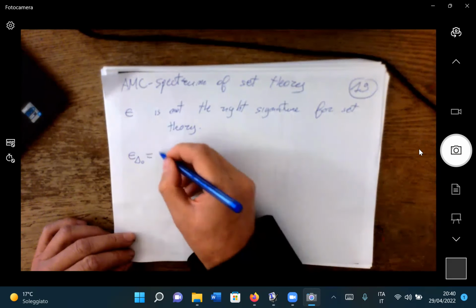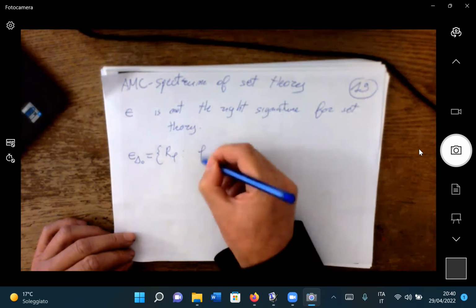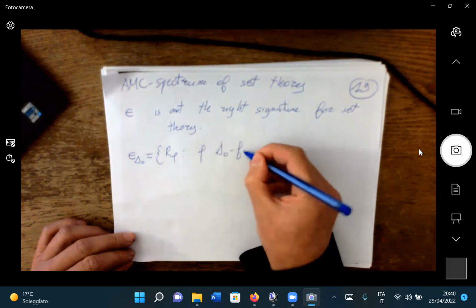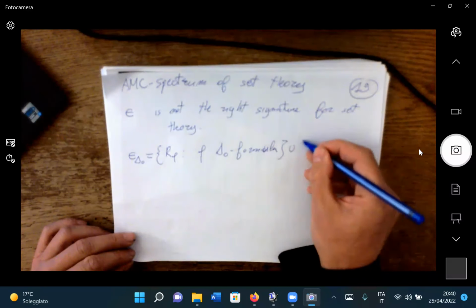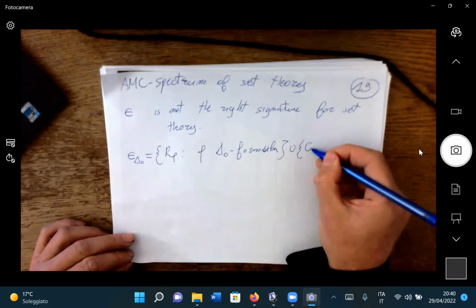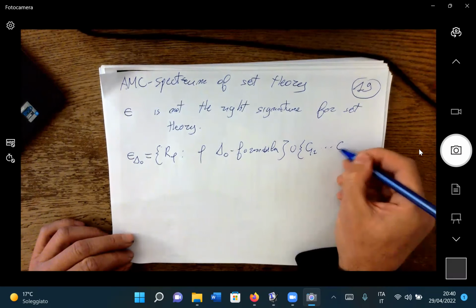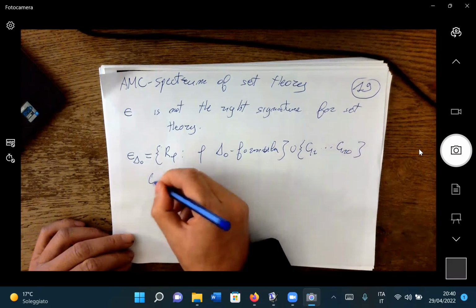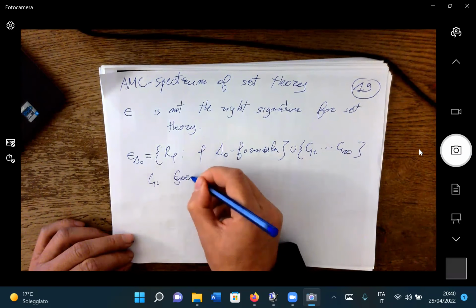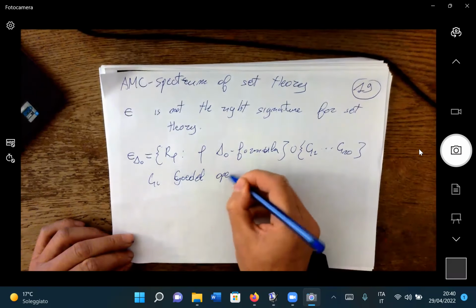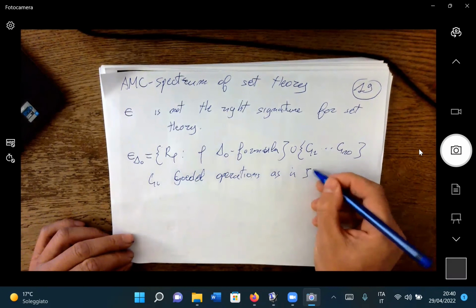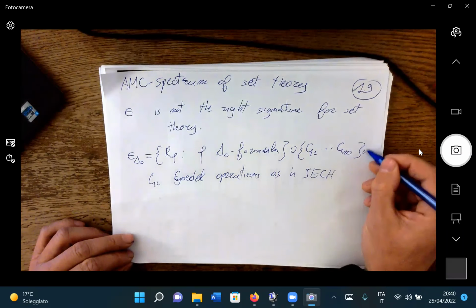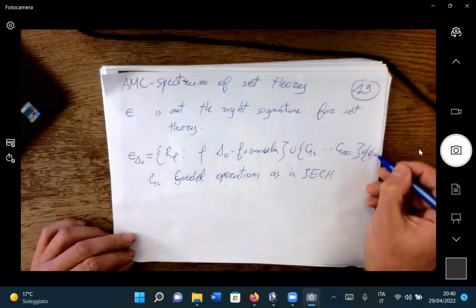What is epsilon delta 0? It is the signature with every delta 0 formula, union, the Gödel operations G1 to G10, as in YAC, and you also add empty set and omega.